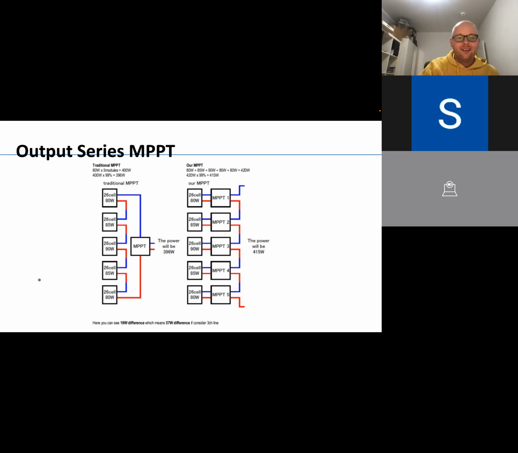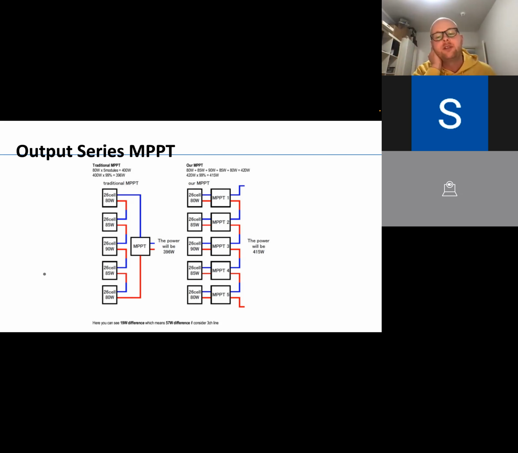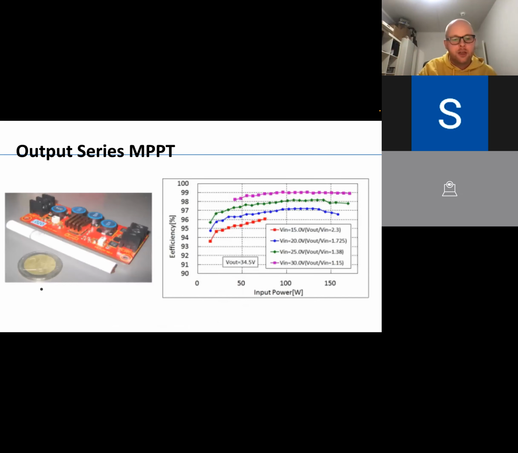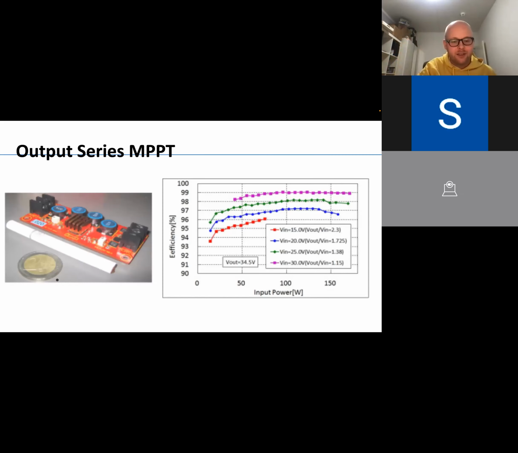Let's see. Output series MPPTs. I do have suggestions for systems that do work, but I first wanted to show what does not work, because I feel like a lot of teams are getting confused with these MPPTs. They use them, they don't have telemetry, so they don't measure what's actually going on. Then they get less power than they're expecting, then they're disappointed. It's a little bit sad that if you are doing series MPPTs, you need data acquisition on every MPPT, and you need to think a little bit better about what's actually going to happen when you have shades.